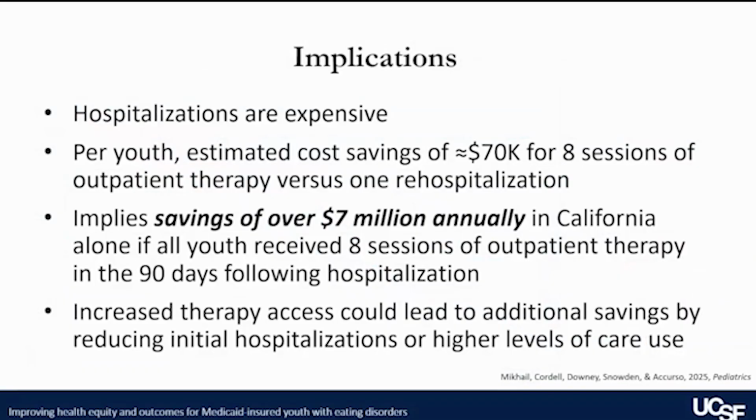So what are the implications of this? Hospitalizations are very expensive. Per youth, the estimated cost savings for 8 sessions of outpatient therapy versus 1 rehospitalization is about $70K. What this implies is that in our state alone, if kids who were already hospitalized once, forgetting about the initial hospitalization, were all to receive at least 8 sessions in 90 days, which is not even weekly therapy, the savings for the state would be about $7 million annually. And this increased therapy access could likely lead to additional savings because initial higher levels of care or initial hospitalizations would likely be prevented or reduced.